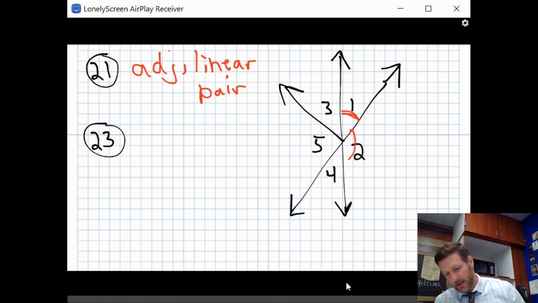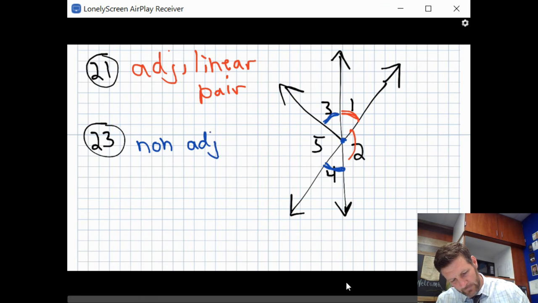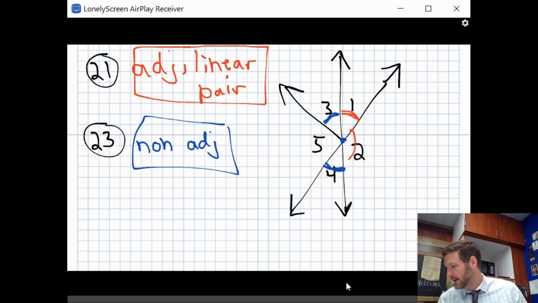23 asks about angles 3 and 4. Okay, are they adjacent or a linear pair or not adjacent? Well, you can see they do not share anything in common except for the vertex. They do have a common vertex, but that's not enough. They're not next to each other. And so this is a simple one. They are non-adjacent. Okay, I could box these answers. Sorry, a little sloppy there. Non-adjacent. So just making sure we can understand what that vocabulary is.